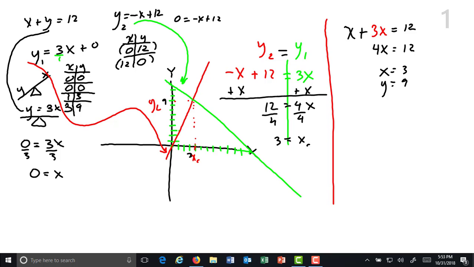So let's try another one. Let's see, just to make sure we got it now. Now that was a pretty straightforward one, so let's do, how about number 19? That's a homework problem, isn't it?